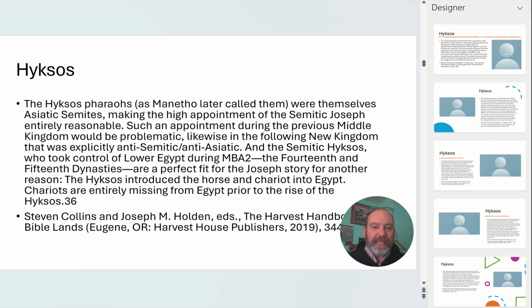If you had ethnic Egyptians, that's a much more challenging thing to accept. So such an appointment during the previous Middle Kingdom would be problematic, likewise in the following New Kingdom, that was explicitly anti-Semitic and anti-Asiatic. And the Semitic Hyksos, who took control of Lower Egypt during the Middle Bronze Age too, the 14th and 15th dynasties, are a perfect fit for the Joseph story for another reason. The Hyksos introduced the horse and chariot into Egypt.